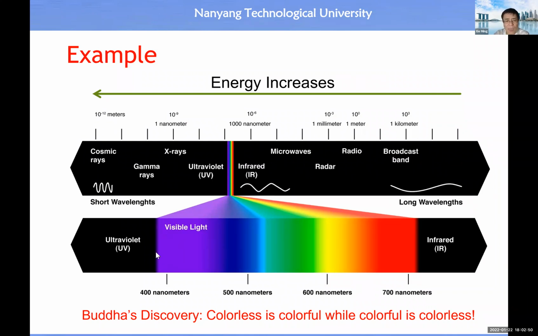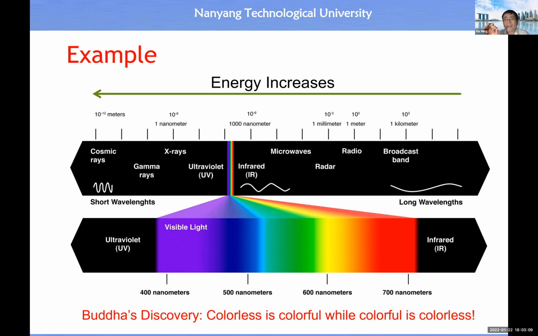So you see, we can only see light with wavelengths varying from roughly 400 nanometers to 700 nanometers. So that is the range. Beyond this range, our eye cannot see them. Again, this is another way to interpret this statement: colorless is colorful, while colorful is colorless.